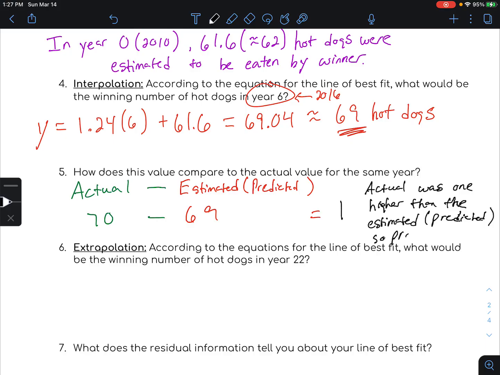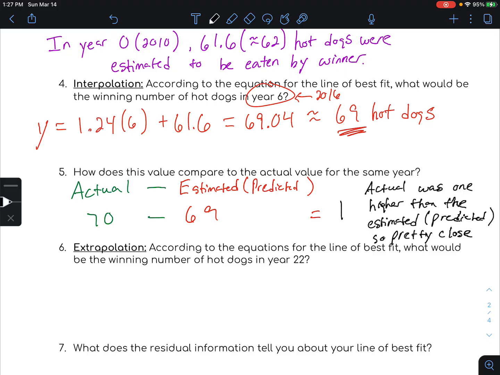So pretty close. It's a pretty close estimate with our equation that we have for the line of best fit and doing an interpolation. Usually with interpolation, you are going to get a pretty close prediction because it's within the data set of years. And so typically your prediction is going to be pretty close, a little bit higher confidence level.